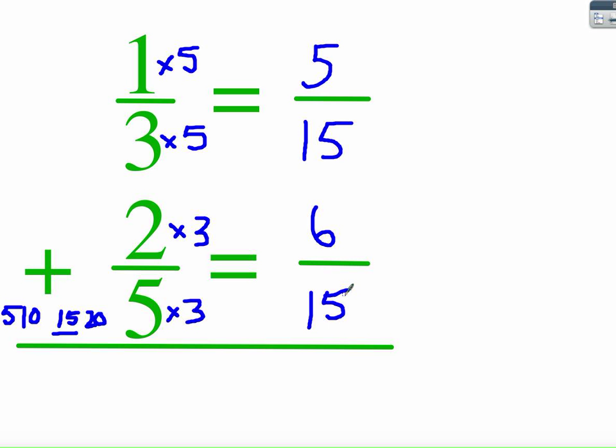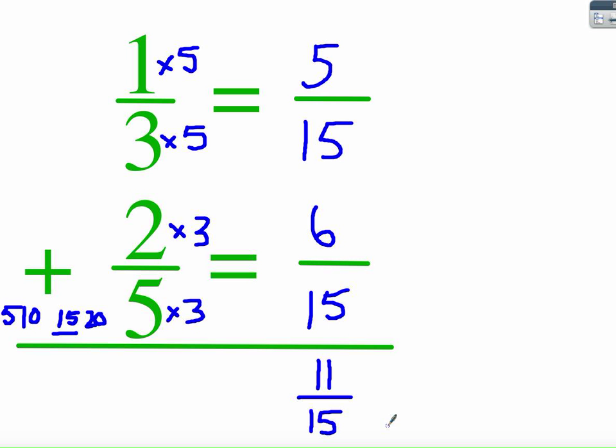Now, when we add or subtract fractions, we only add or subtract the numerators, or the top numbers. So here I have a 5, here I have a 6. 5 plus 6 is 11. The bottom number stays the same because they're all the same size pieces, in this case 15ths. So our answer is 1/3 plus 2/5 equals 11/15.